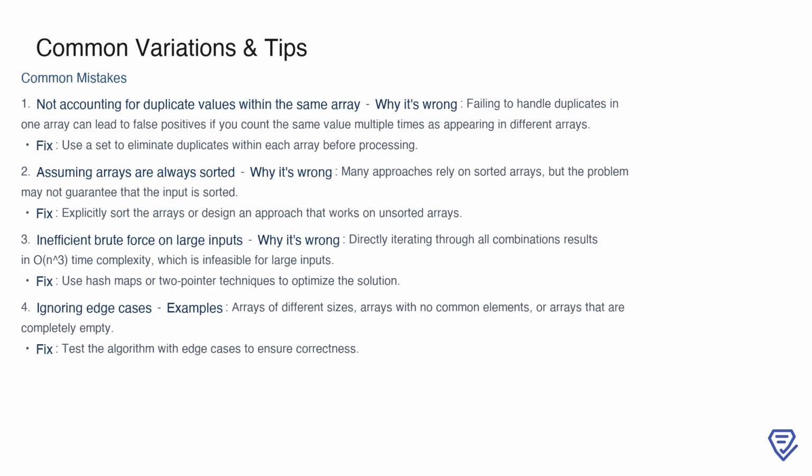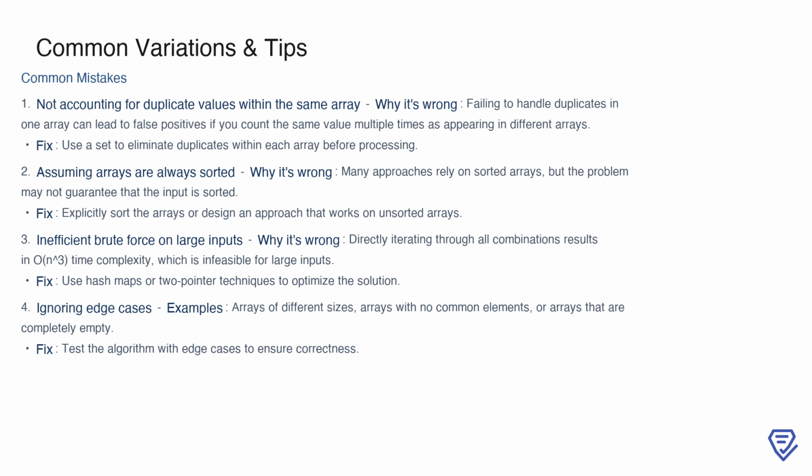When tackling this problem, there are some common pitfalls to watch out for. One frequent mistake is not accounting for duplicate values within the same array. This happens when the same value is counted multiple times as if it appears in different arrays, leading to incorrect results. The best way to fix this is by using a set to eliminate duplicates within each array before doing any further processing. Another issue arises when you assume that the input arrays are always sorted. The problem doesn't guarantee this, so relying on sorted arrays can cause your approach to fail. To address this, you can explicitly sort the arrays or design a solution that works on unsorted data.